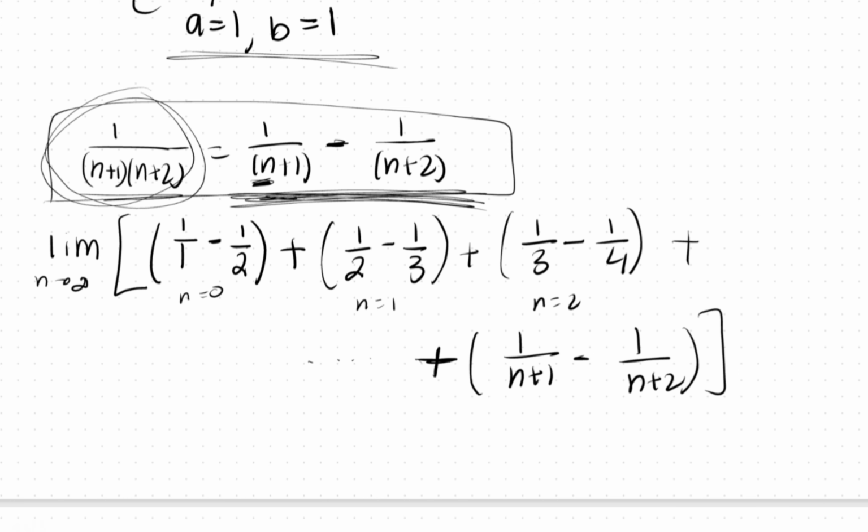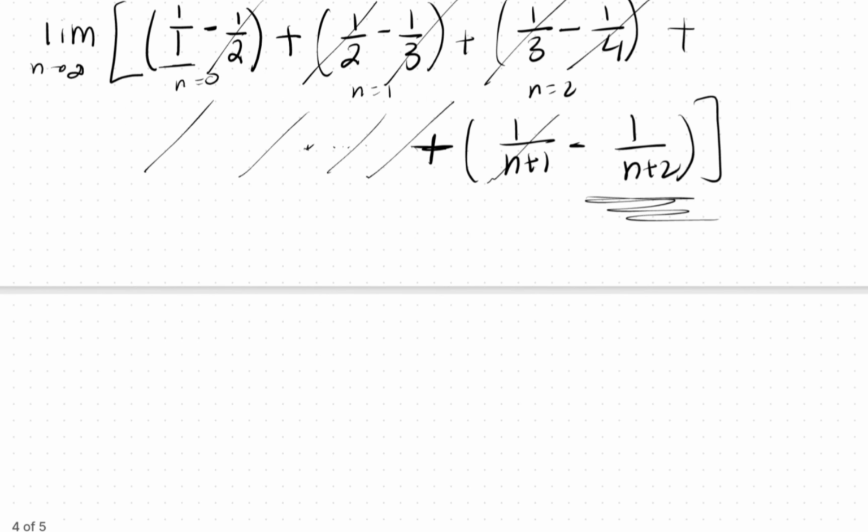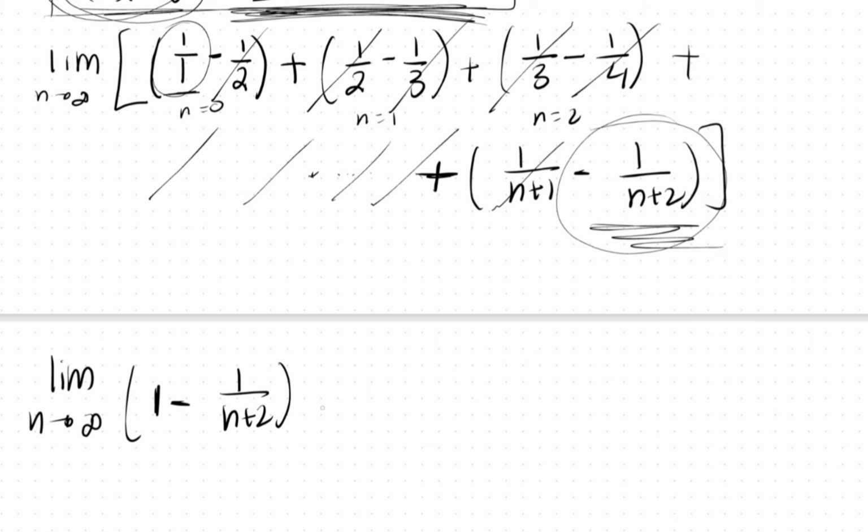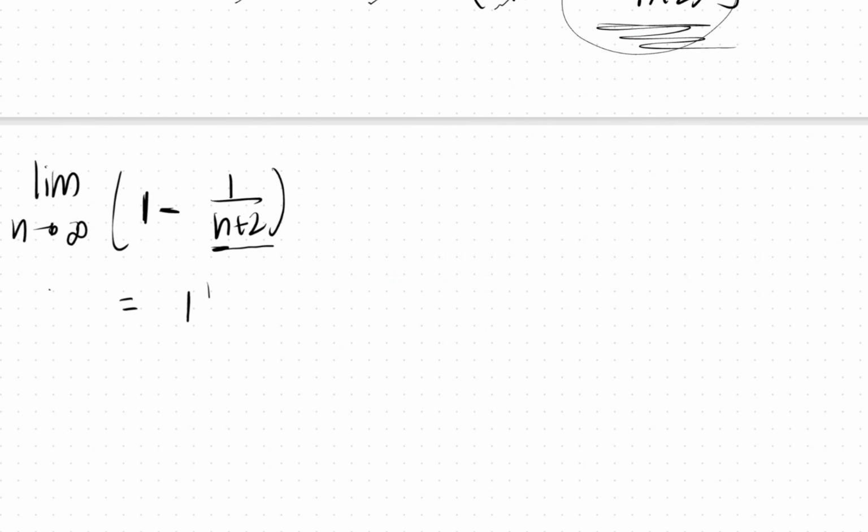All right, now we can see a lot of stuff is canceling out. This cancels out with this, cancels out with this, will eventually cancel out with the 1/4. A lot of terms will start to get canceled, but we're left with this and this term. So let's rewrite this. We get the limit as n tends to infinity of 1 minus 1 over n plus 2. And then this is just equal to 1, because if we replace n for infinity, this becomes 1 over infinity, which is just 0. So we get 1 minus 0, which is just 1. So that is our answer.